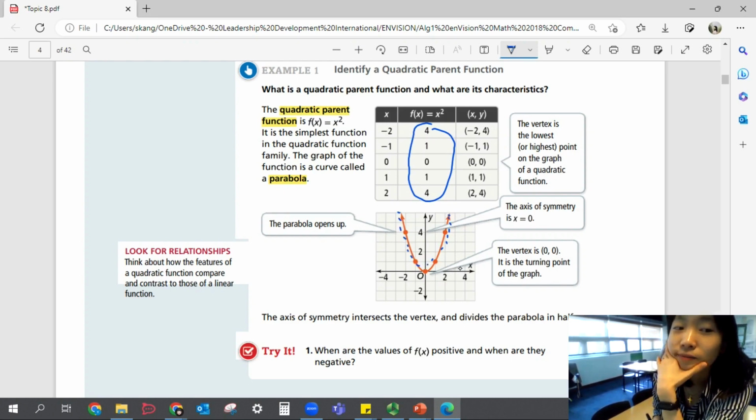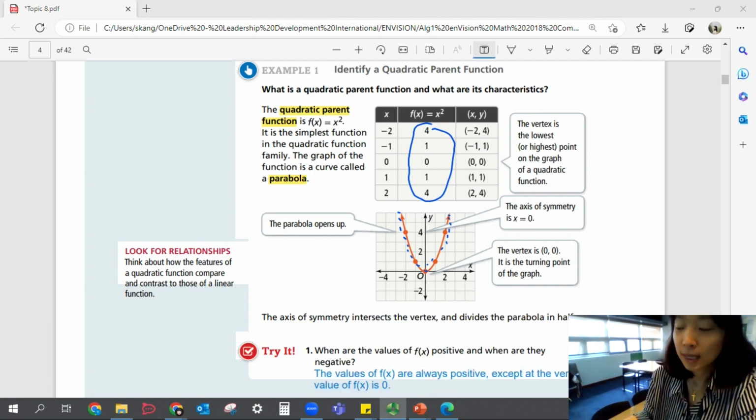When are they negative? Is the vertex negative? No, that's 0. It's not negative. So it's all going to be greater than or equal to 0, right? So are they ever negative? No. So what do you say? The values of f of x are always positive, except at the vertex where the value of f of x is 0. So let's write that down. There you go.